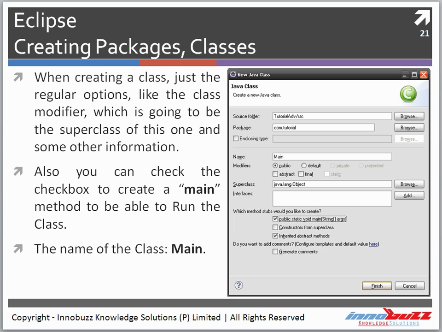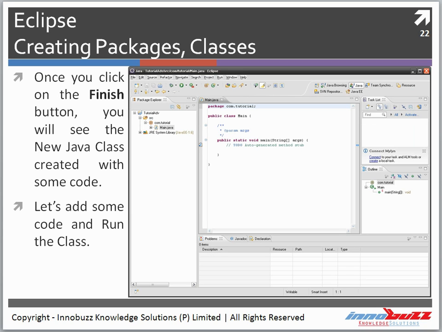For now, it will be public. Then, check the first checkbox, which creates a main method to be able to run the class. After this, just click on the Finish button. Once the class is created, it will be open in the editor of Eclipse. Now, let's add new code to run the file.